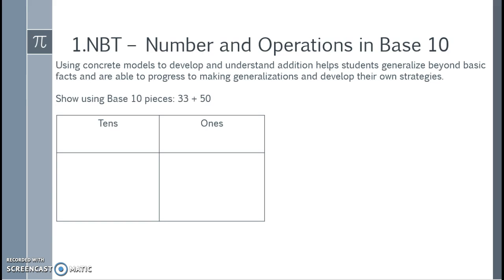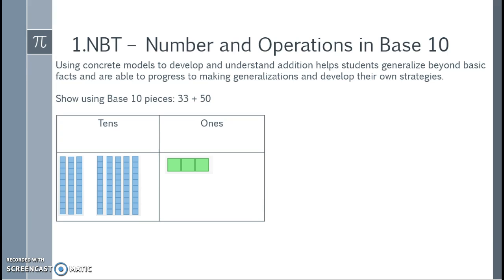You give this one a try. Show using base 10 pieces 33 plus 50. Pause the video and only start it when you figured it out. So 33 is 3 tens and 3 ones, and 50 is 5 tens and 0 ones. I don't have enough ones to regroup, so I have 8 tens and 3 ones to make 83.